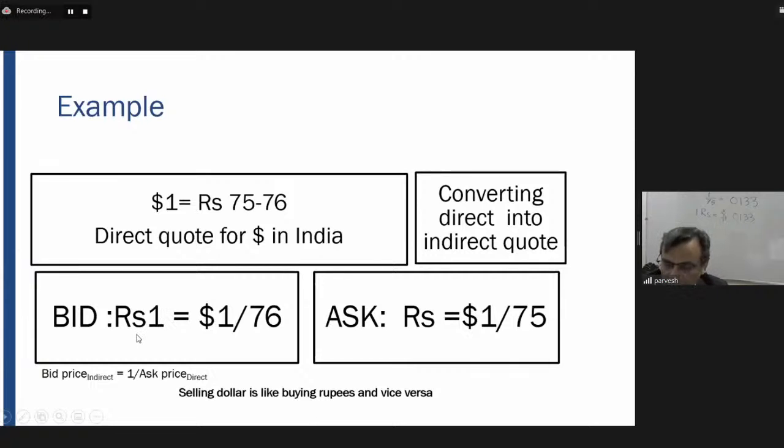Okay, fine. And similarly, buying dollar is like selling rupees. So if a bank is buying dollars, that means it is selling rupees. Suppose you go to the bank with the dollar and you want to sell your dollars. Okay, so the bank is buying from you, but what the bank is receiving, it is receiving rupees from you. Okay, so this is the logic behind it. So this is the quote.